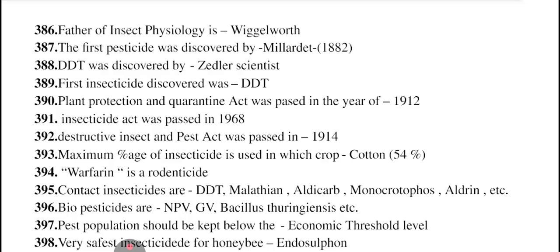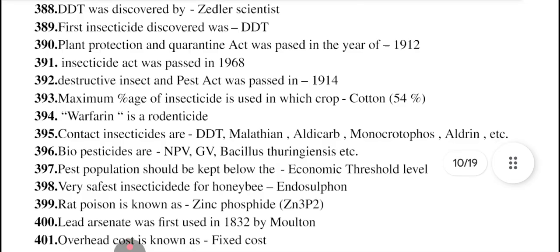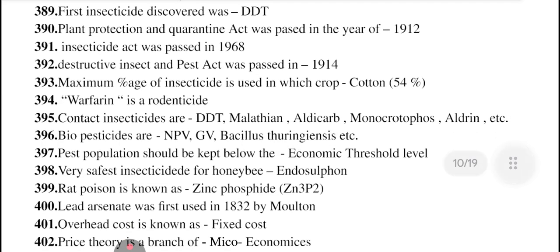First pesticide was discovered by Millardet in 1882. DDT was discovered by Zeidler. First insecticide discovered was DDT. Plant Protection and Quarantine Act was passed in the year 1912. Insecticide Act was passed in 1968. Destructive Insects and Pests Act was passed in 1914.